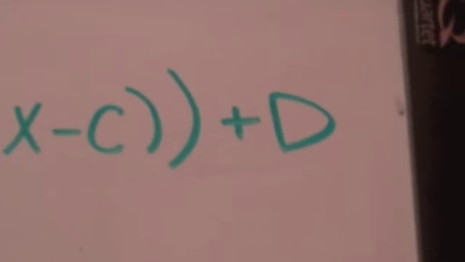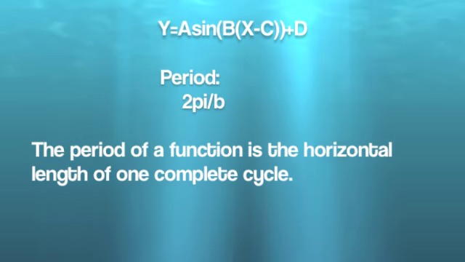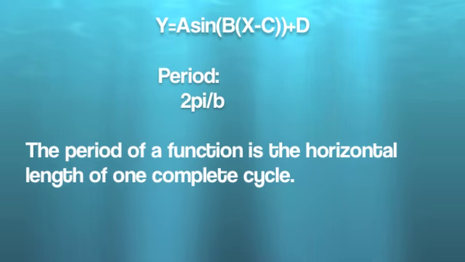The last component of the equation is d, which stands for vertical shift, or movement up or down. To find the period of a graph, put 2 pi over b, which is the frequency.